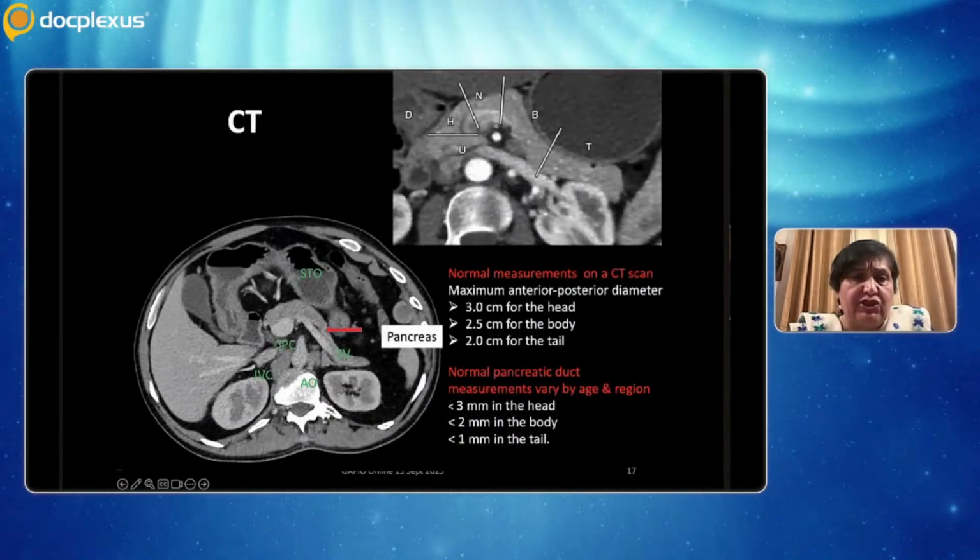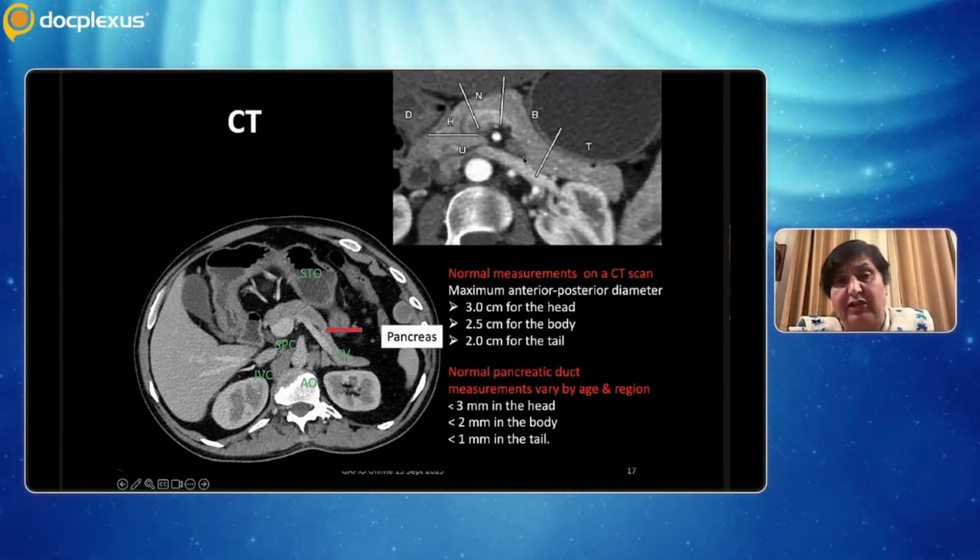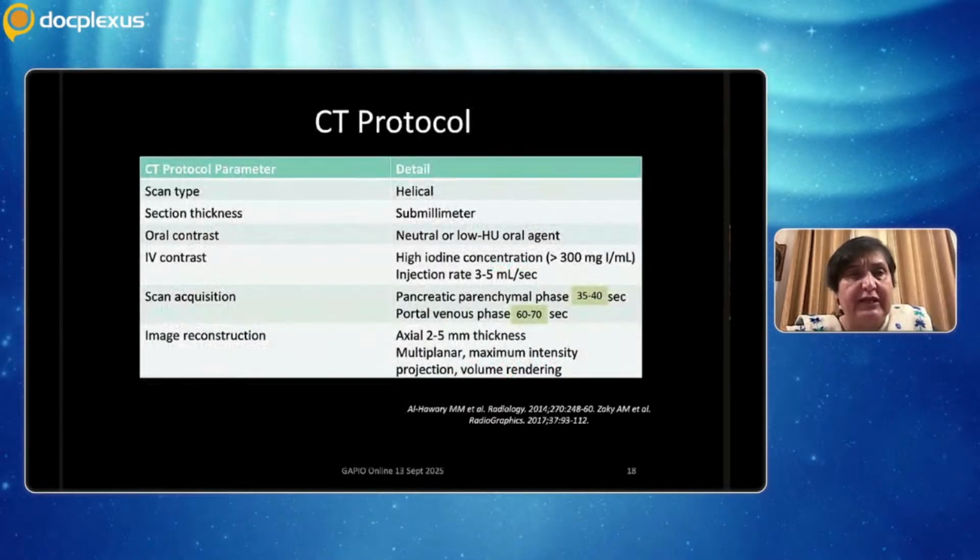On CT, these are more images to show you the splenoportal axis, the splenic vein, IVC, aorta, stomach, and that's the stomach over here. That's the duodenum which you're seeing, and the C loop will come here. In this region, you also see the CBD and you see the pancreatic duct at times, depending on the age of the patient. Now, there are certain measurements for the head, body, and tail. Anything more than 3 centimeters for the head is abnormal. For the body, 2.5 centimeters and 2 centimeters for the tail. And these are the areas where it is taken: the head, the body, that's the neck there, and that's the tail. The normal pancreatic duct measurements vary by age and region, and they should be less than 3 millimeters in the head, 2 millimeters in the body, and 1 millimeter in the tail.